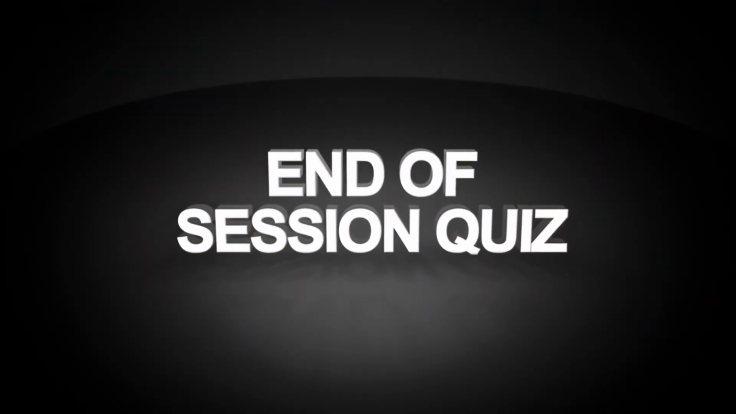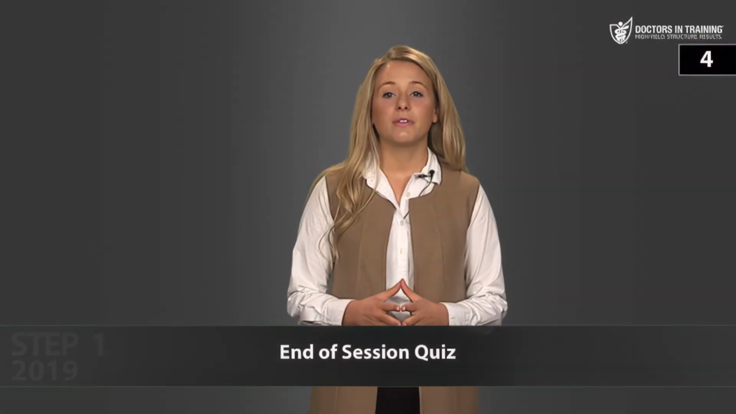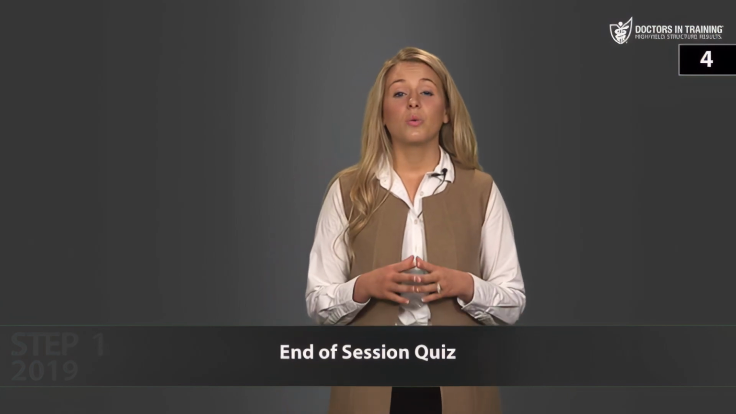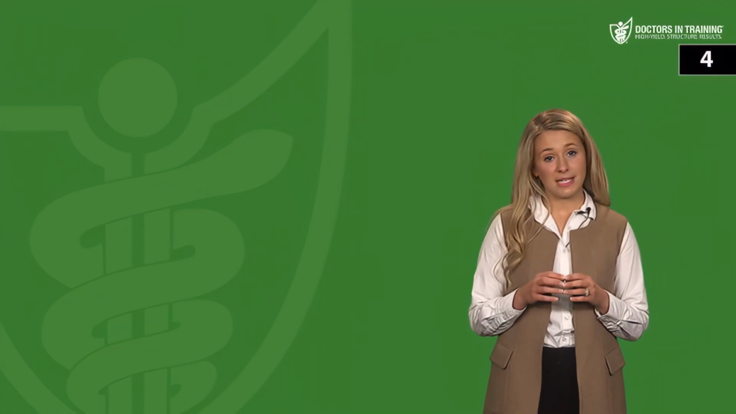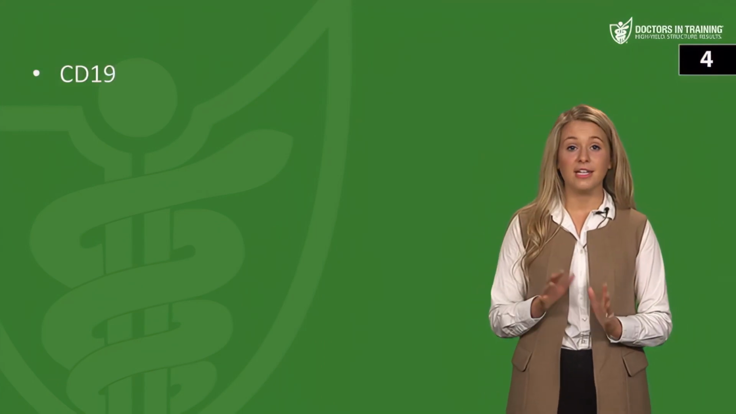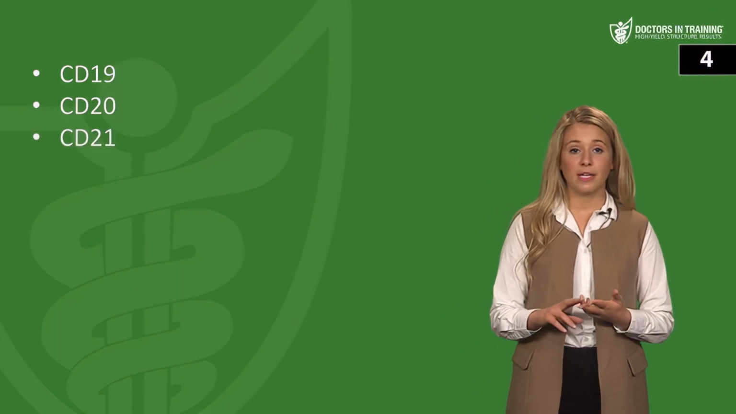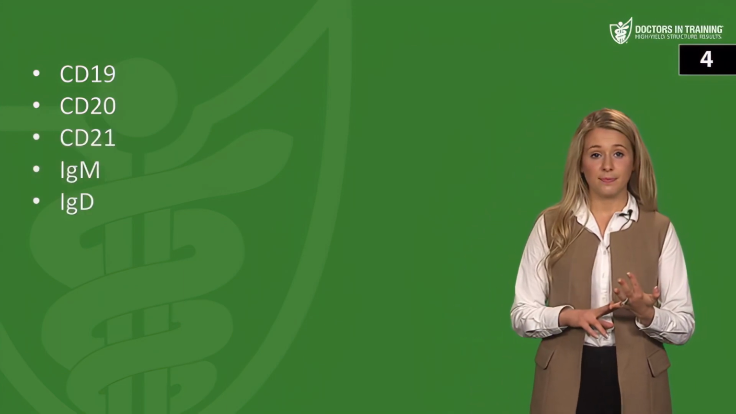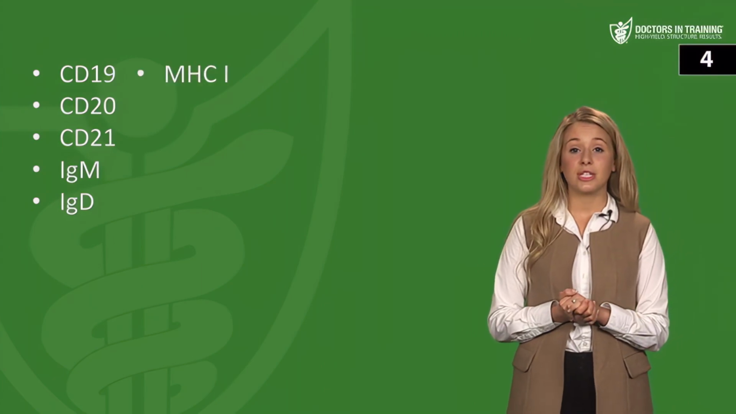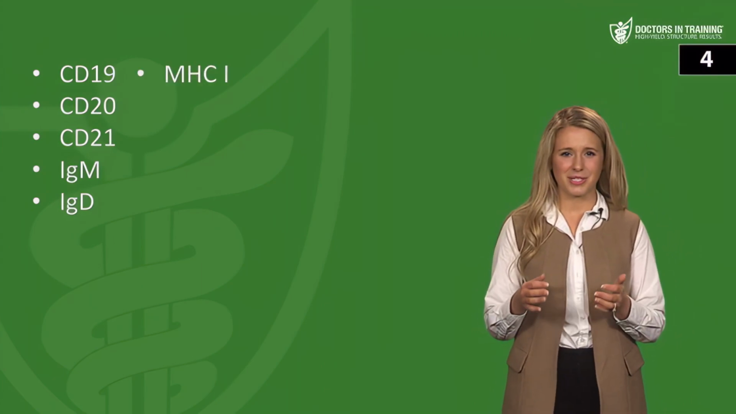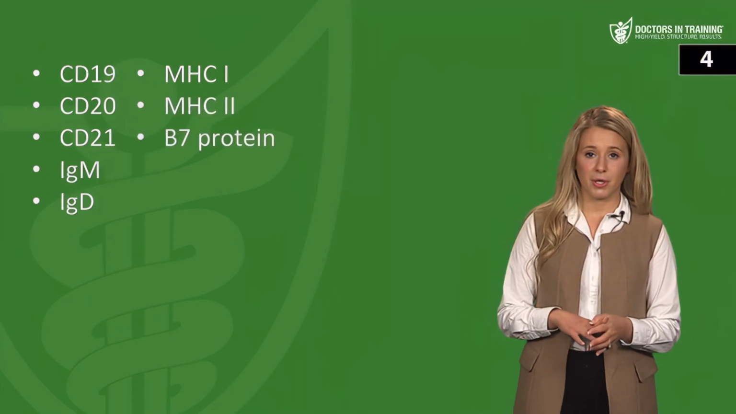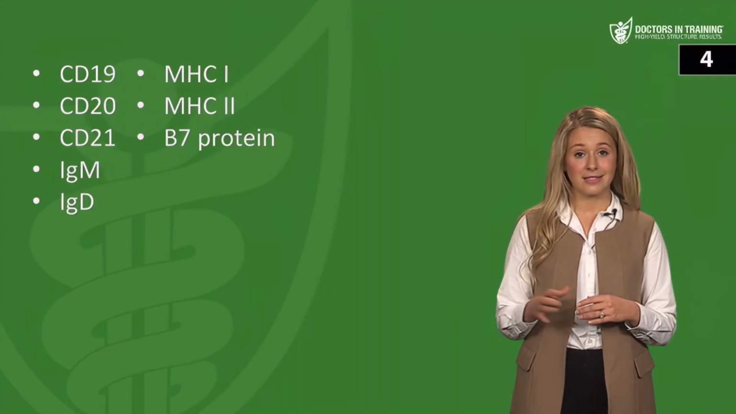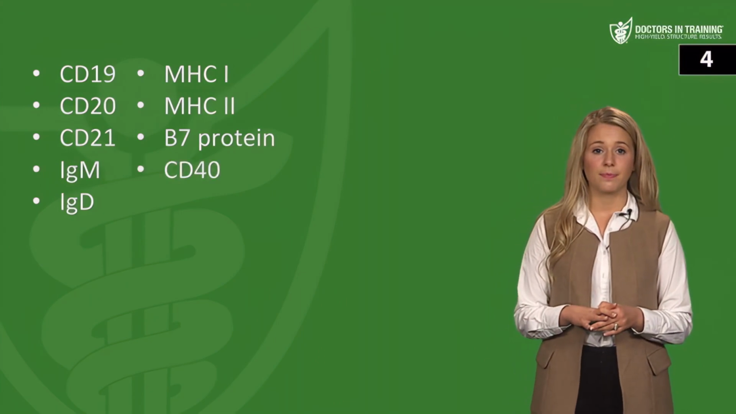So now let's work through the end of session quiz. Let's go over the answers. First question, which surface markers are found on B cells? The ones that are unique to B cells include CD19, CD20, CD21, IgM, and IgD. Then they also have MHC1 because all nucleated cells express MHC1, and they have MHC2 and a B7 protein, either CD80 or 86, and also CD40.